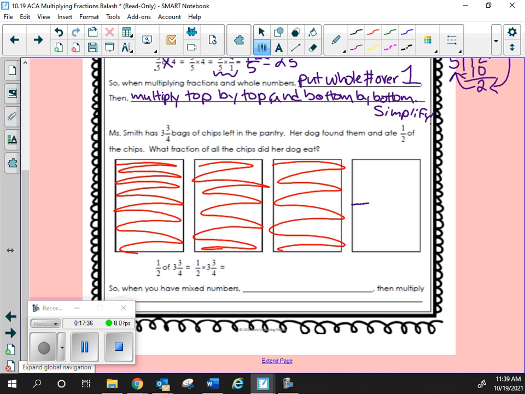So I'm going to split it, split it, split it. Okay? And then I'm going to color 1, 2, 3 fourths. Again, pause and play if you need to. All right, so 3 3/4. Do we agree that is 3 3/4?